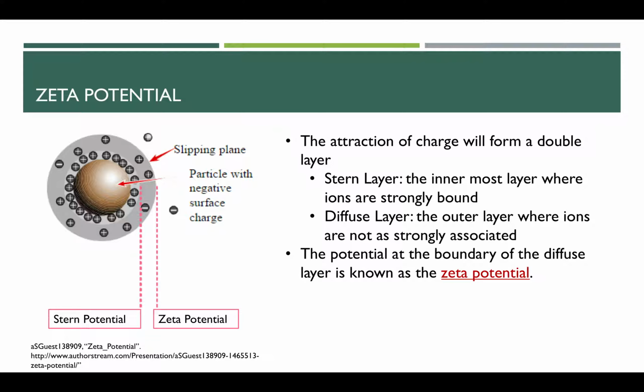The attracted charges will surround the particles in the form of a double layer. The innermost layer is tightly bound to the particle and is known as the Stern layer. The outer layer is where the charges are not as strongly associated and is known as the diffuse layer. The zeta potential is the electrostatic potential at the outer boundary of this diffuse layer. Now this double layer is very important, and we will be discussing how it affects the zeta potential calculations later on in this video.